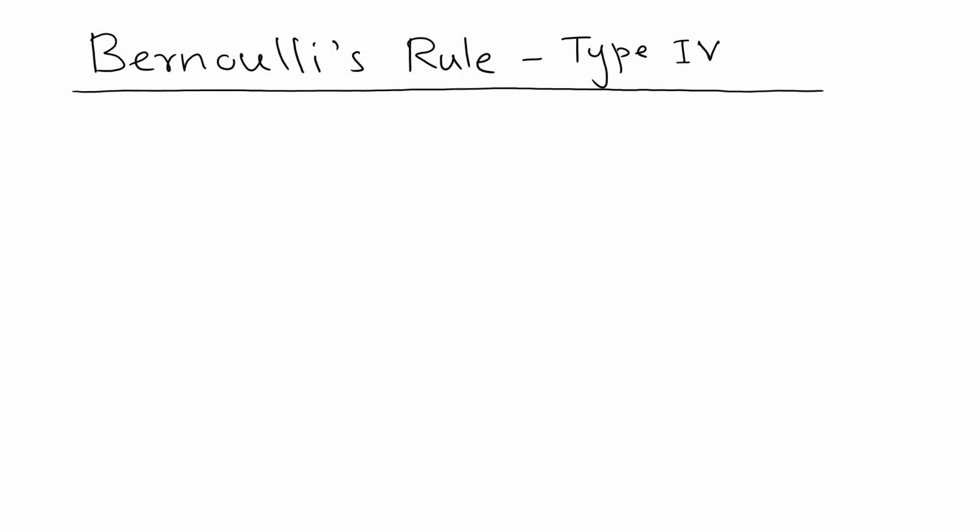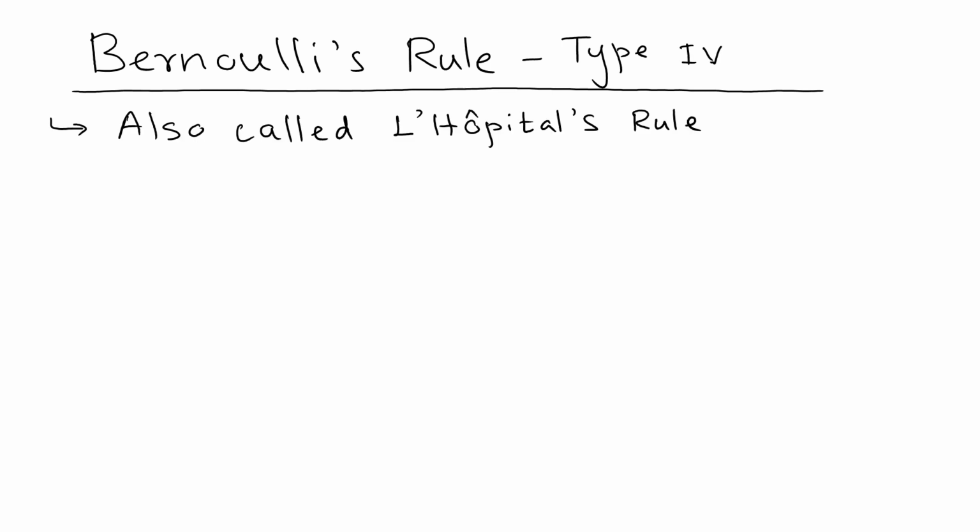In this video, we are going to learn the Bernoulli rule type 4. Sometimes the Bernoulli rule is also called L'Hopital's rule due to a historical mistake. But we are going to call this Bernoulli rule. The reason is, it is Bernoulli who came up with the idea, and the result was published later in L'Hopital's book.